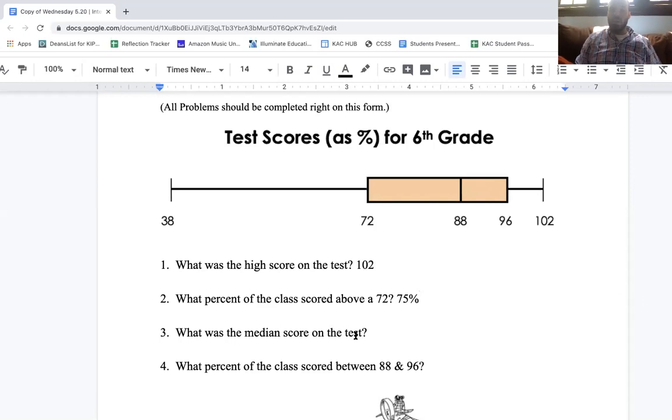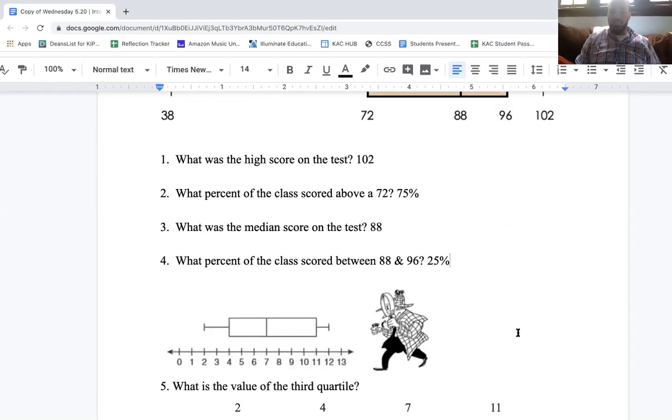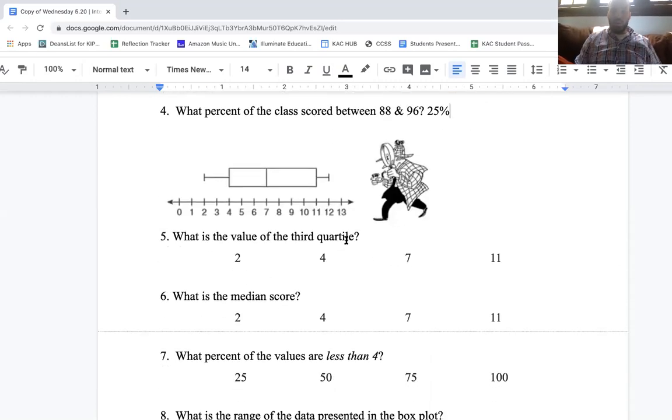What's the median score? All that's asking me to do is interpret this graph. Which line is the median? Remember that the middle is median. So the median is 88. And what percent of this class scored between 88 and 96? 88 is right here. 96 is right here. So I know that this section of the graph is always 25% because each section of a box plot is 25%.